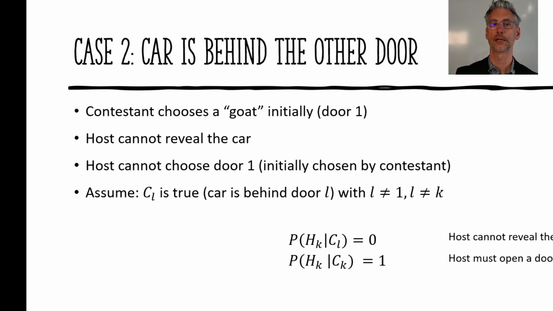Or case 2, the car is behind one of the other doors. So we chose a losing door, the goat, initially, door 1. The host cannot reveal the car, but he or she knows where the car is. He cannot open our door, because this is what we have chosen. He cannot open the door with the car, CL. And L isn't 1, because this is the case we just had. And L isn't K, because the host cannot open the door. So the host has no choice and opens the remaining door where he knows that there is the other loser, the goat.